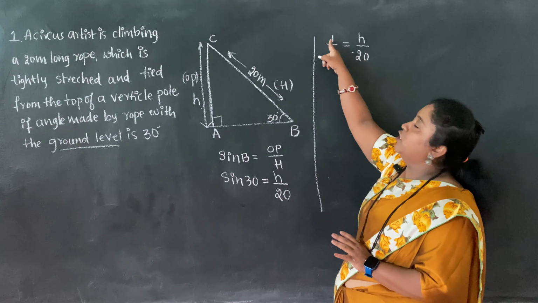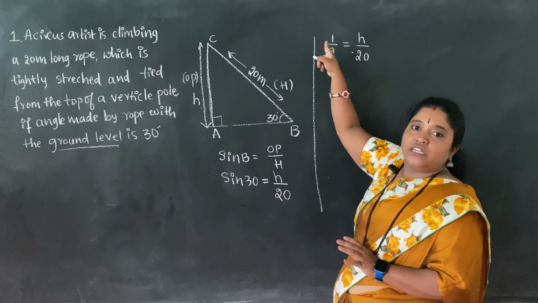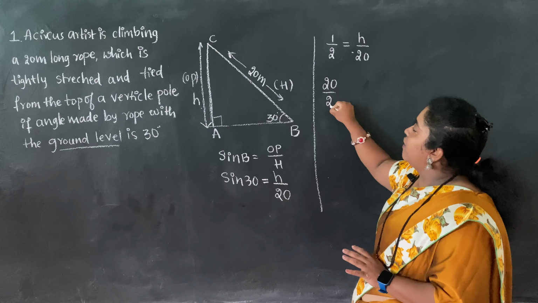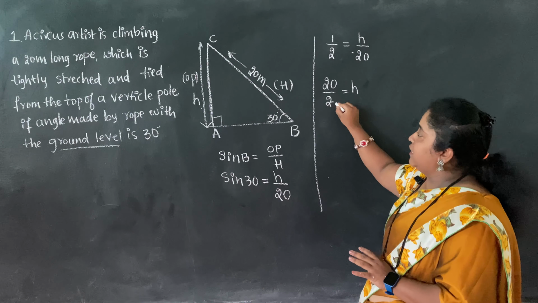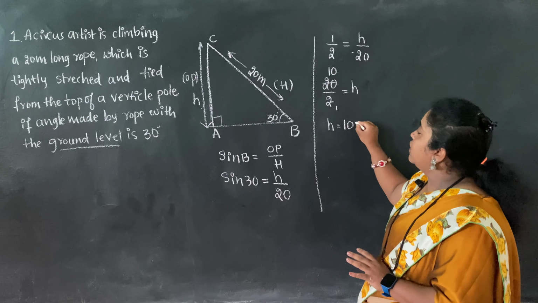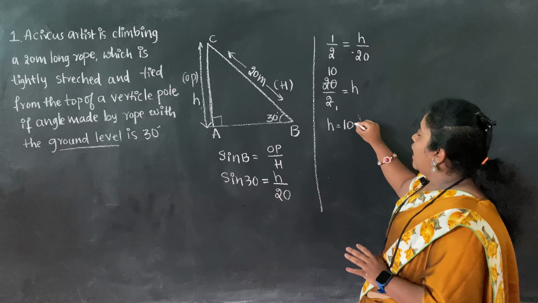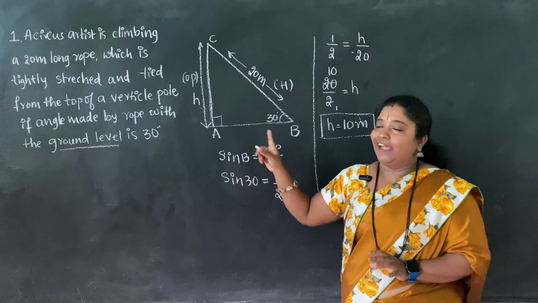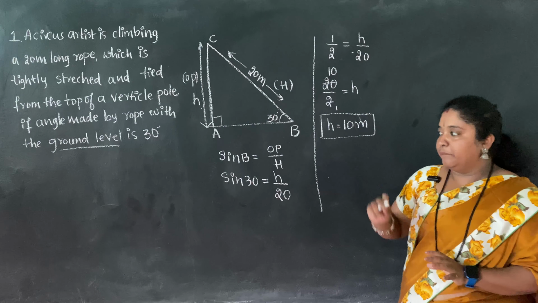Now I will send 20 to the other side. Division turns to multiplication. So what I'll be having here? 20 divided by 2 is equal to h. 2 ones are 2, 2 tens are 20. So h is equal to how much did I get? 10 meter. Okay, I got it as 10 meter. Means what is the height of the pole, dear? The height of the pole is nothing but 10 meter.